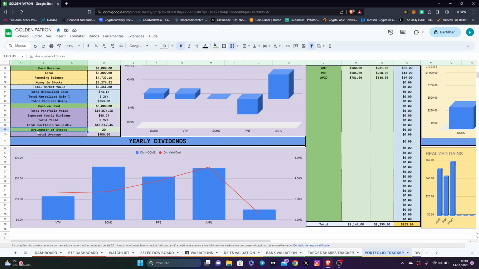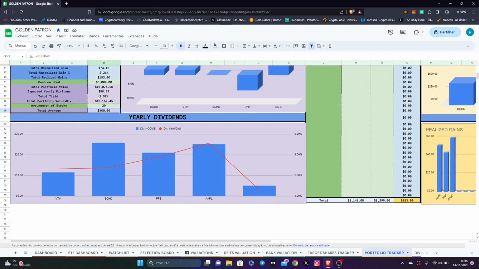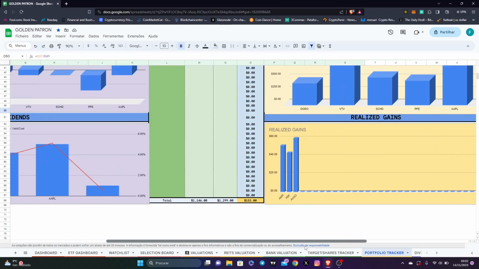And now what I have over here is the average number of stocks. I want to have about 20 stocks in this portfolio. The total average, with the current balance, is what I can use per stock to reach 20 stocks. This would add up to the $8,000 that I have to invest. And that's about it.